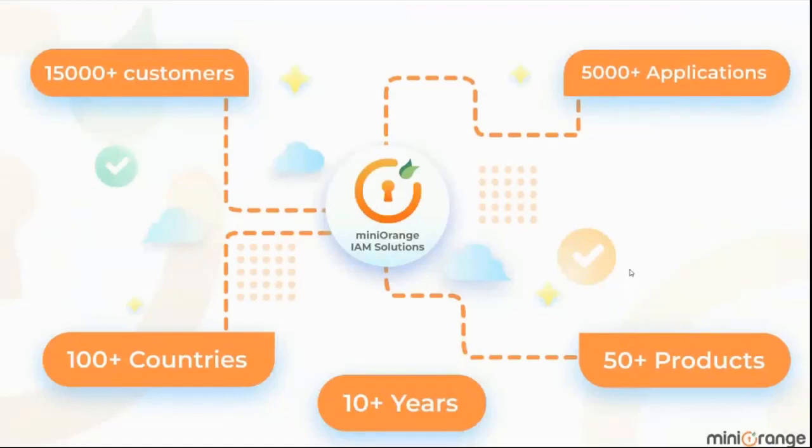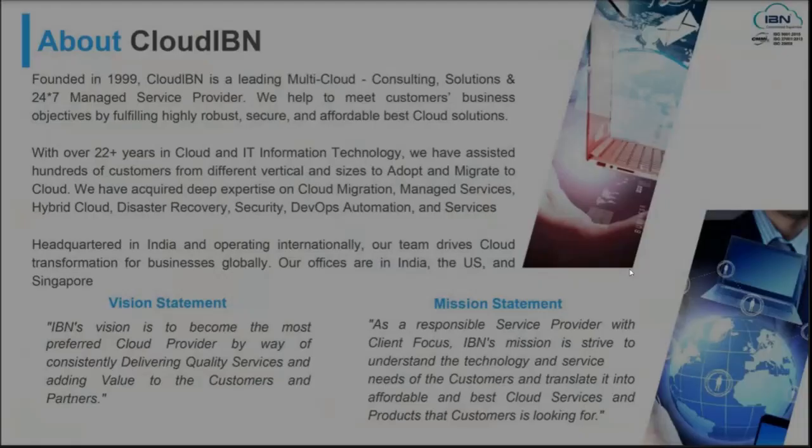So miniOrange is headquartered in New York, USA, and we operate from India. We have around 500 plus employees. All our solutions are built in-house. We have 15,000 plus customers across the globe, in 100 plus countries. We have been in the business of identity and access management for the last 10 odd years. We have 50 plus security products which ride on 5,000 plus security applications, and all the products available on our website in the space of identity and access management are built in-house.